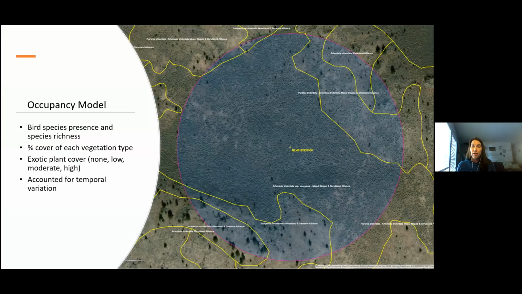To develop our occupancy models, we summarized the landscape composition within a 250-meter radius around the recording station. The landscape composition was calculated as the percent cover of each vegetation type present. And we also looked at exotic plant cover, and we accounted for the temporal variation of the surveys, whether it was recording time during the day or the year of the survey.